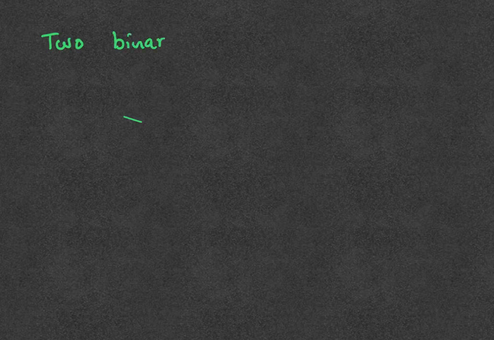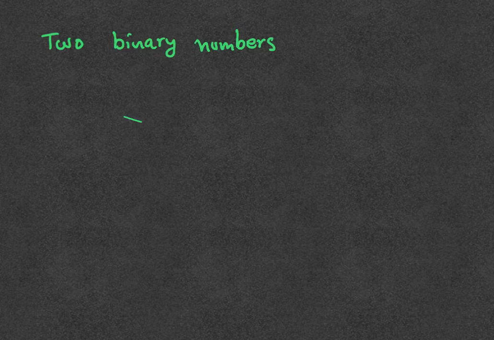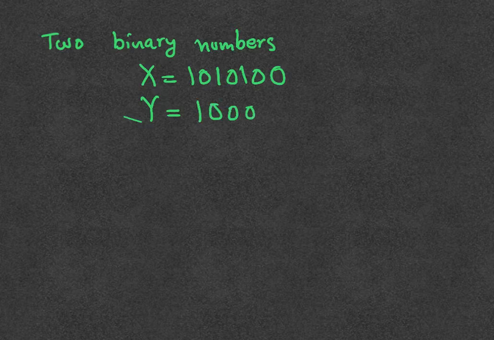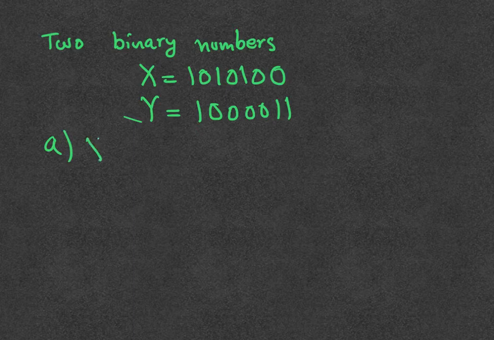Let's say you have two binary numbers. One is x, which is 1010100, and then you have your y, which is 10000 and 11. First, we want to find x minus y.